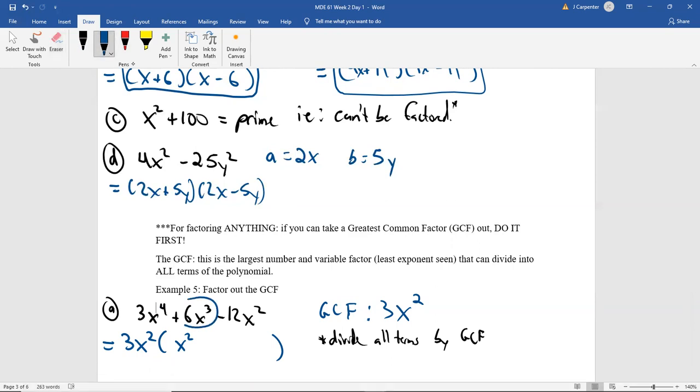Then we're going to divide the positive 6x cubed by the 3x squared. Well, 6 divided by 3 is 2. That's a plus 2. X cubed divided by x squared, 3 minus 2 is 1. So that's an x to the first. But once again, I'm not actually going to write that 1. I'm just showing it there for a second so you see where it came from. 3 minus 2, the exponent's being subtracted.